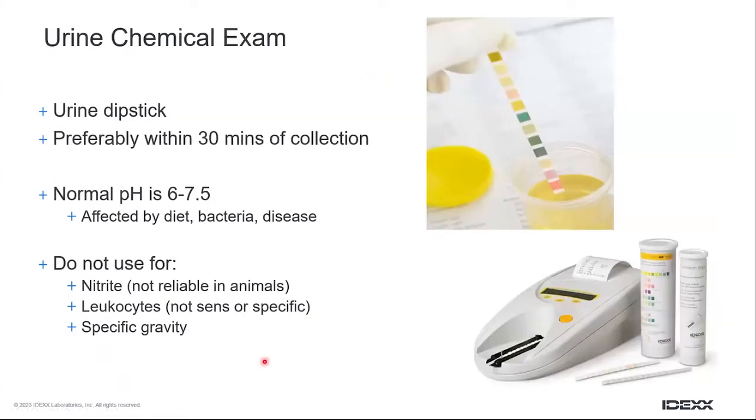So then we move on to the chemical examination, which involves the urine dipstick. Ultimately, this is the next step in urine examination, and that ideally should be performed within about 30 to 60 minutes of collection of urine. So this is another reason why performing a cystocentesis sample may be preferable, because that means you can go directly from patient to lab and you can perform your urine analysis straight away.